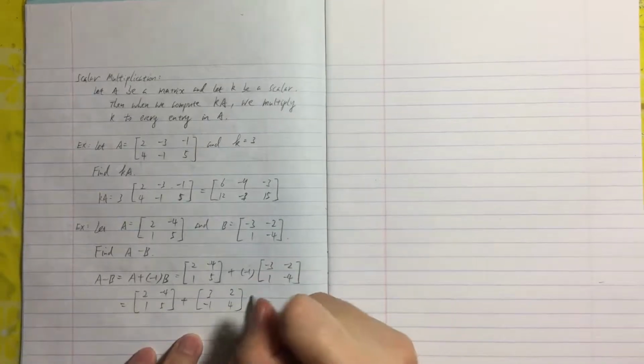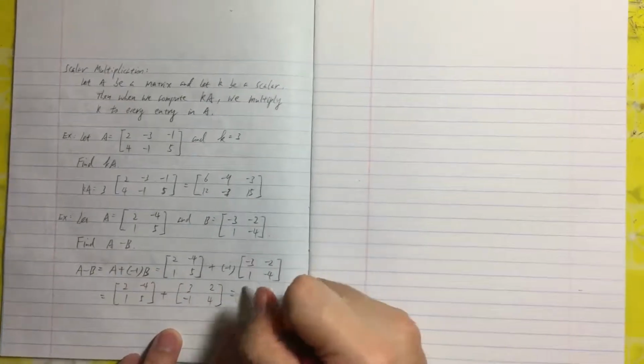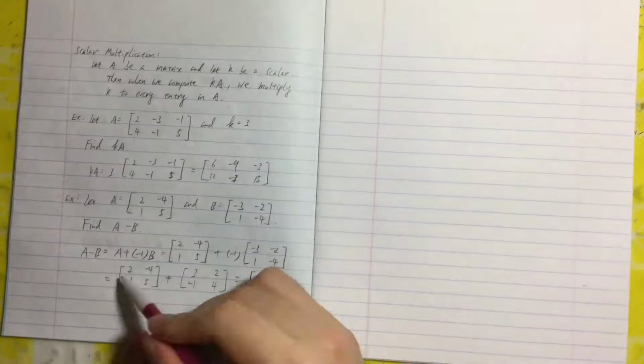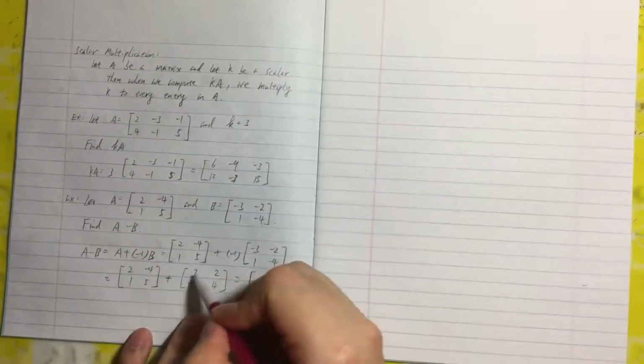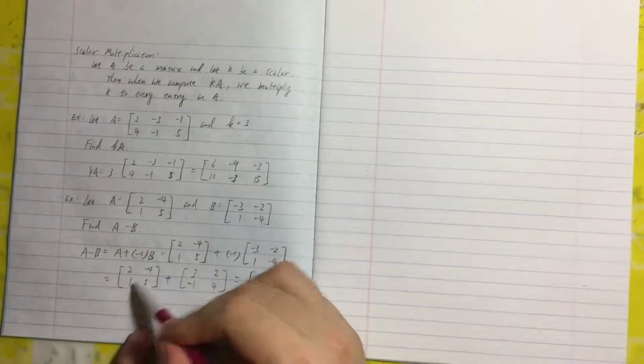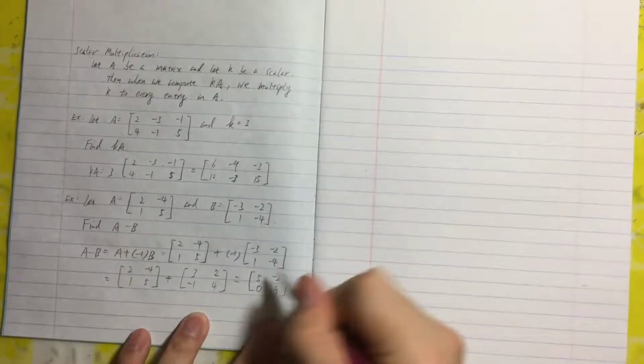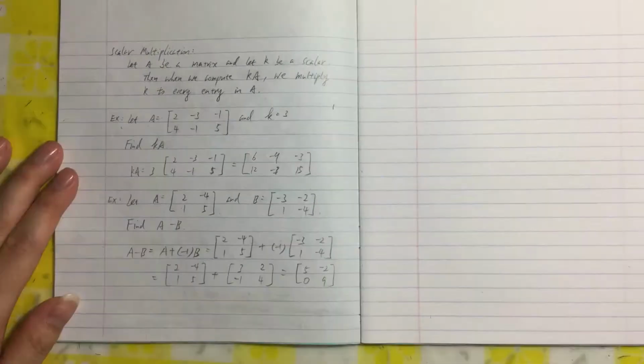Then add the matrices. We add the corresponding entries for these two matrices. I get 2 plus 3 is 5. Negative 4 plus 2 is negative 2. 1 plus negative 1 is 0. 5 plus 4 is 9. That's how we subtract two matrices.